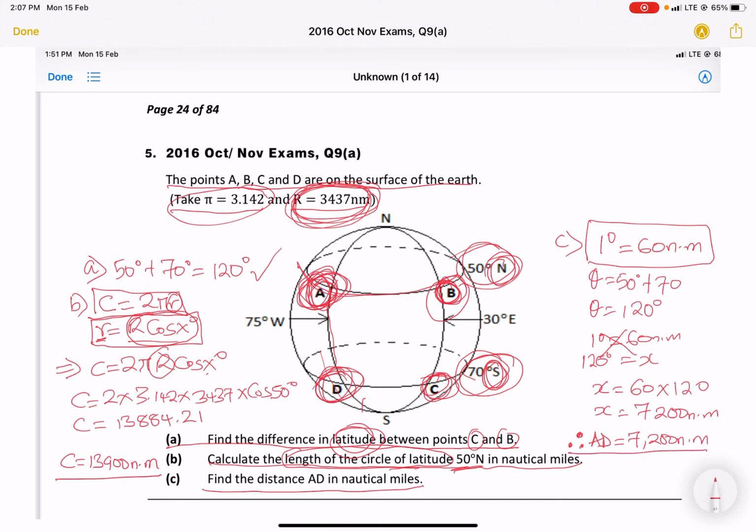So that's it for our revisions on Earth geometry.